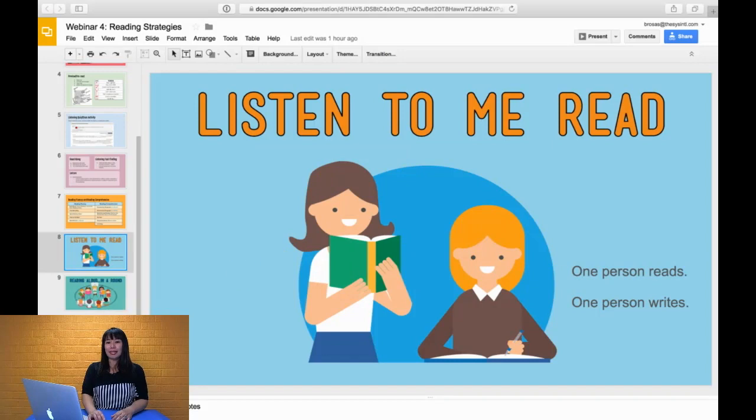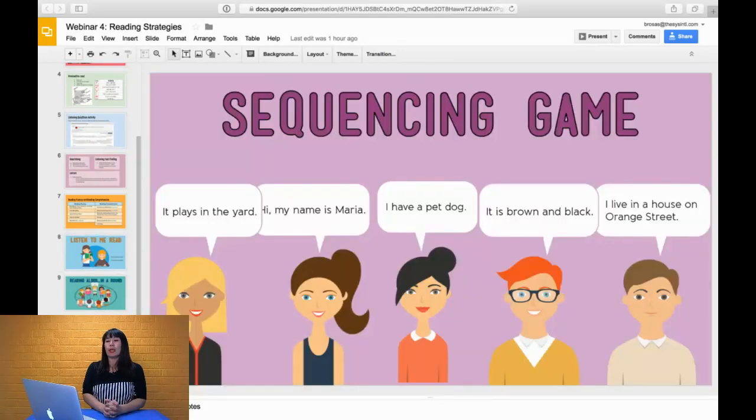A sequencing game. When we do the sequencing game, the reason for this is because many readings, for example stories or narratives, have a sequence, have a flow. We also have fact-based readings that also have a sequence. So the idea is students need to be able to put the facts in an order. So you can give the students facts.